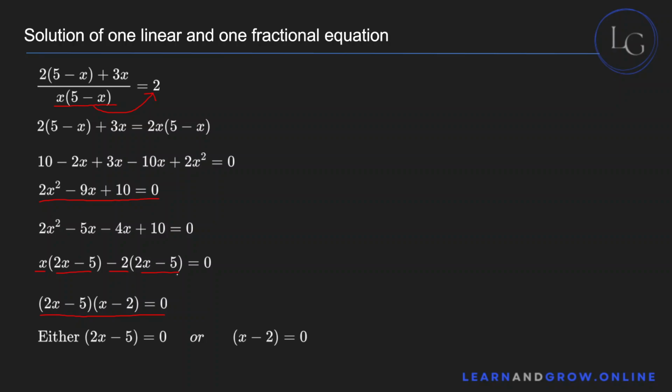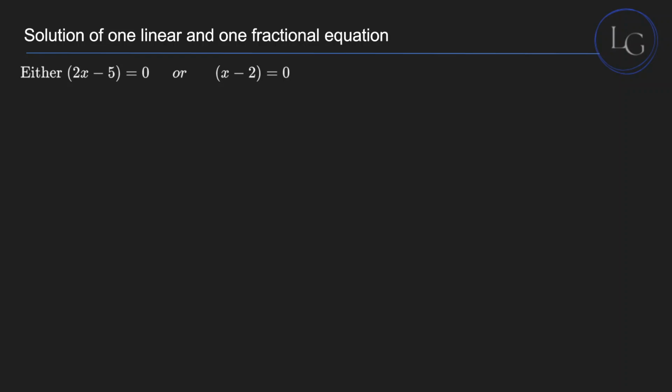And so either this 2x minus 5 is equal to 0, or this x minus 2 is equal to 0, or both of them can be 0. So we'll equate both of these factors to 0 to get two values for x. And those two values are 5 over 2 and 2.